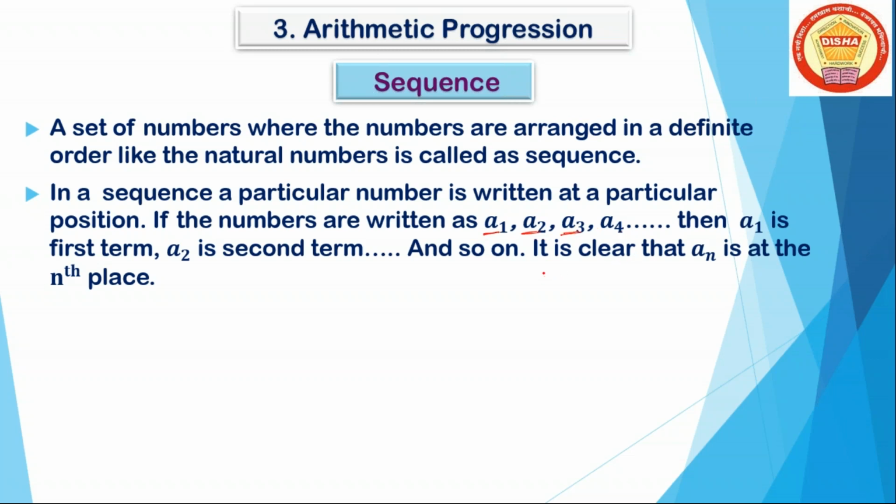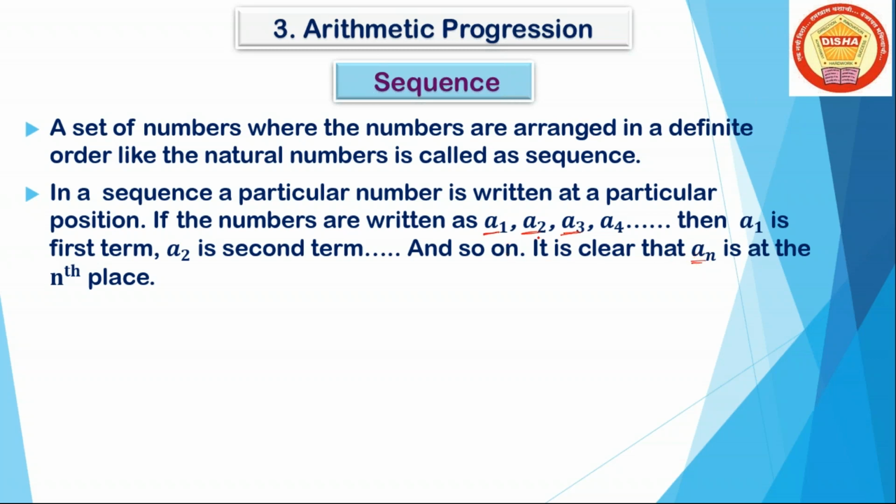Then the last term is given in that sequence. It is clear that An is at the nth place. What is the meaning of this? If we consider n as a natural number, A1 is present in the first place. If I take A5, it means the term present at the fifth place. Then the nth place is given, and we write it as An. What is the meaning of An? An means the nth term in the given sequence.